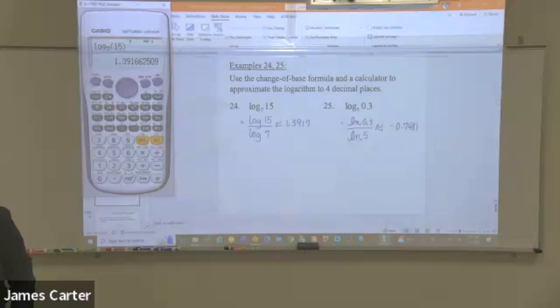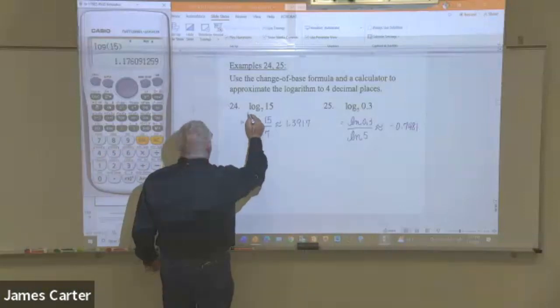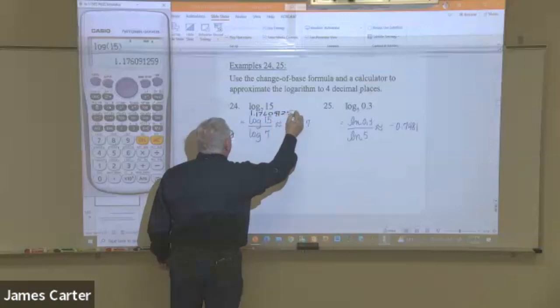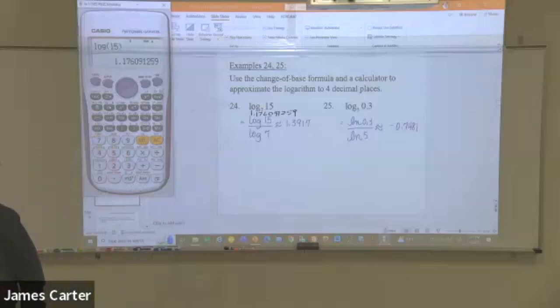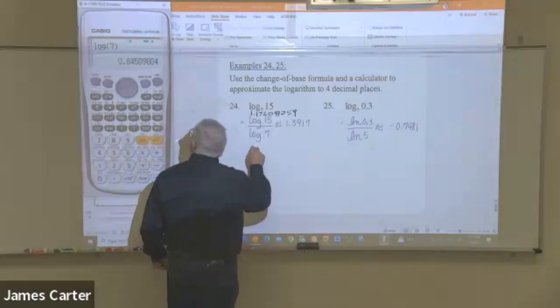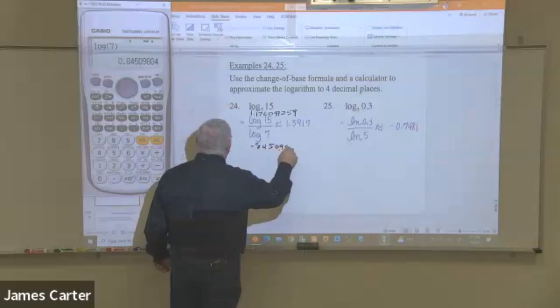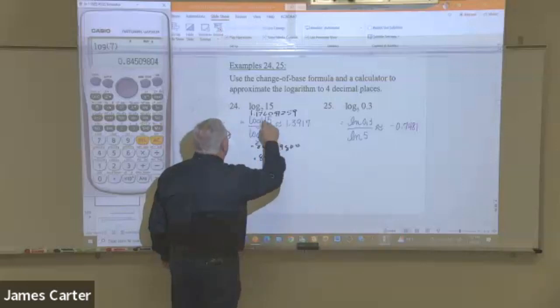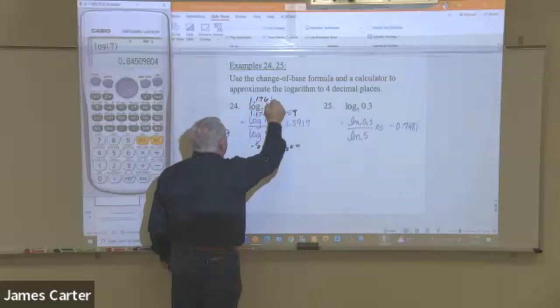Let's play another game. Let's find log of 15. Close it up, equals, is approximately 1.176091259. Okay. Now let's clear this thing out and put in log of 7, parentheses, equals. And there I get 0.8450980. I'm going to round both of these off at 4 places, 0.8451 and 1.1761. Okay.